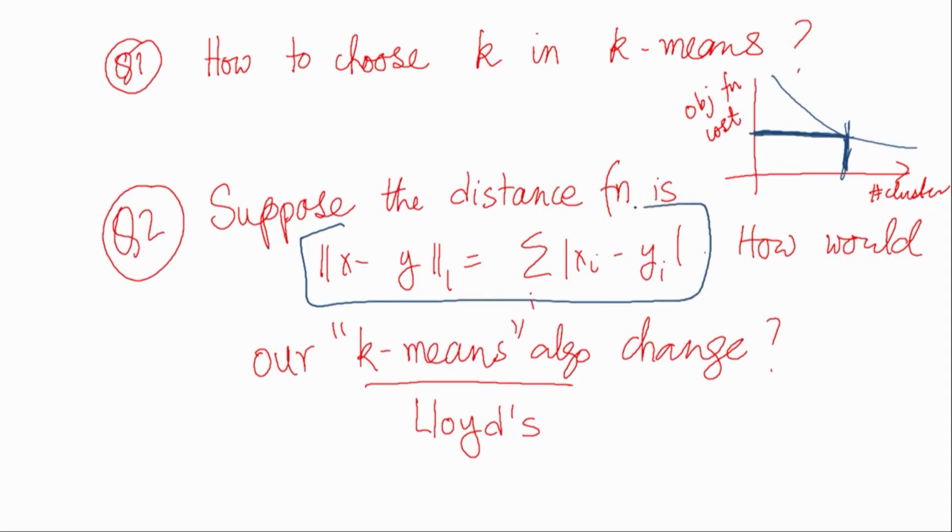Now let's change something else. We defined Lloyd's algorithm, or k-means, mostly for the L2 norm, mostly for the Euclidean norm. So suppose you have implemented it, and somebody suddenly comes to you and says, oh no, I don't want the L2 norm, I want the L1 norm.